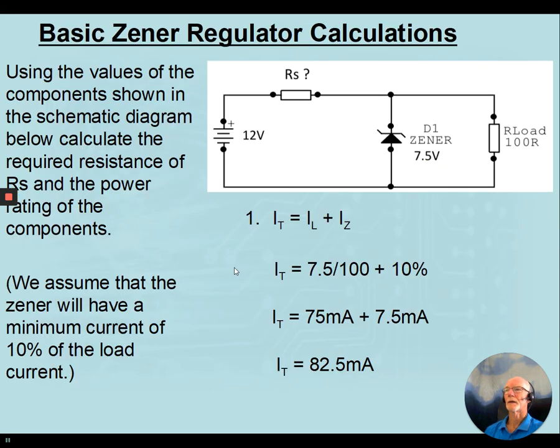Now, to get our Zener into the operating range, past the knee, we assume 10% of the load current we'll put through the Zener. So when it's just in its normal operating mode, whatever the load current is, we take 10% of that and put it through the Zener. So our total current is 110% of the load current. In this case, if we have a 7.5 volt Zener and our load resistance is 100 ohms, we will have 75 milliamps flowing through the load, plus 10% we're going to put through the Zener to get it past its knee into its operating range. So our total current in this situation is going to be 82.5 milliamps flowing in the circuit.